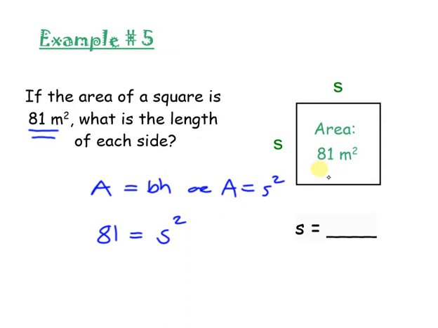Well, 7 times 7 is 49, 8 times 8 is 64, 9 times 9 is 81. So it would be 9 meters. And what this means is this is 9 meters, and this is 9 meters, this is 9 meters, and this is 9 meters.